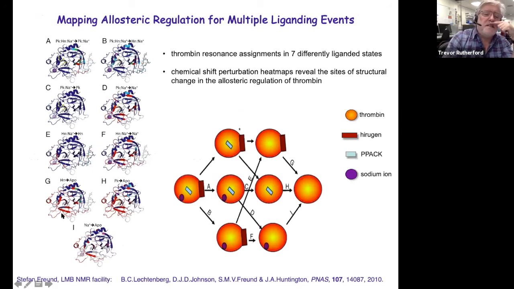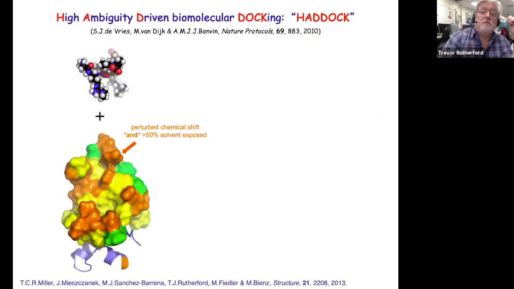It's not particularly easy to see, but we've color-coded, so this is from Stefan Freund from a few years ago. He has color-coded the structural changes that are occurring, the chemical shift perturbations that occur in a multi-liganding event for looking at blood clotting proteins, the activation of blood clotting enzymes. And this is 3 different ligands to the same protein, and you can look at the structural consequences of binding of each of the individual sites. So you can dissect with real clarity some complex binding equilibria.